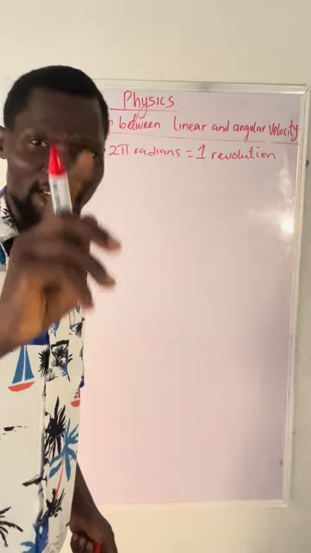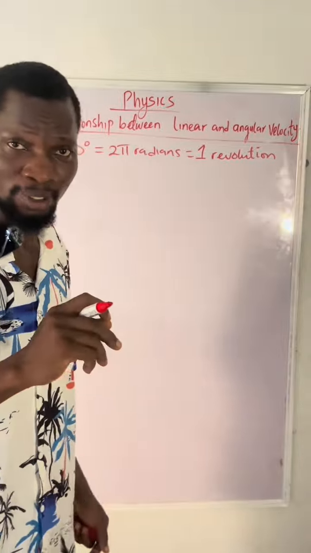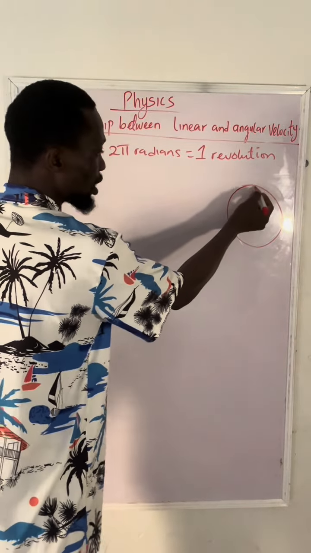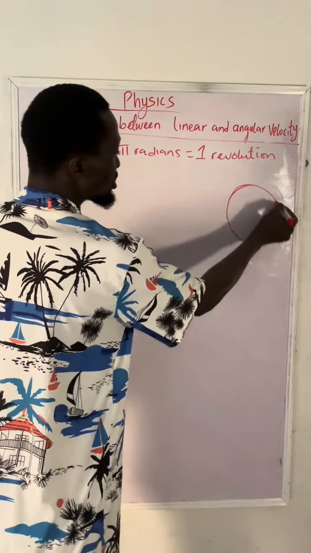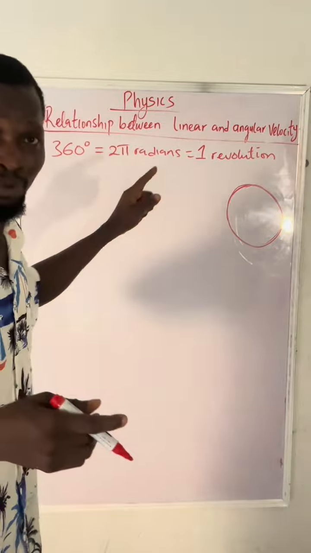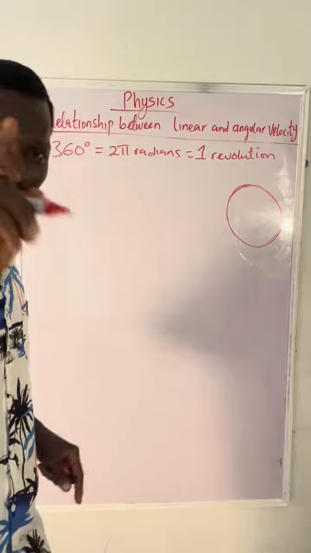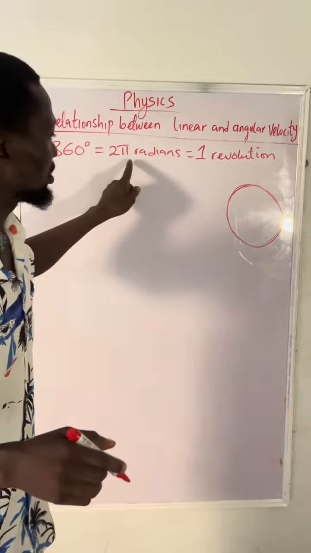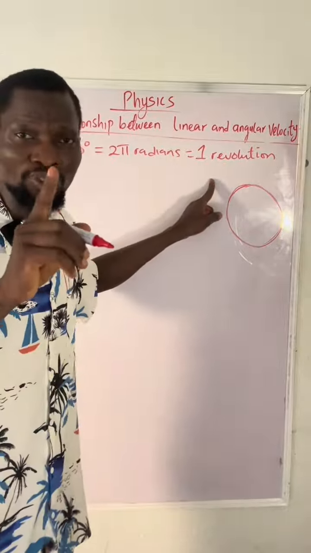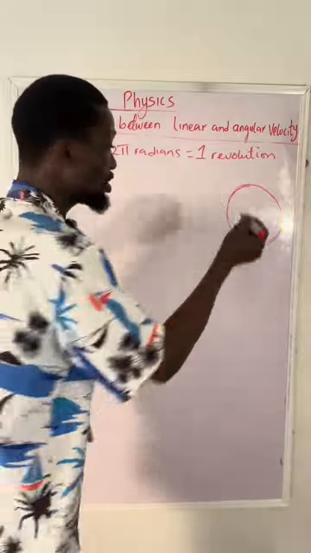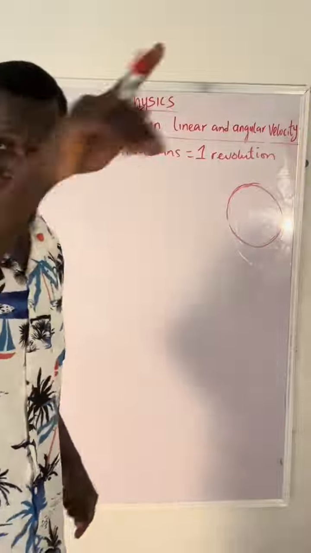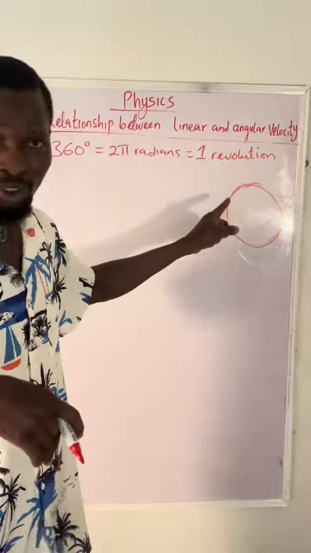I hope you still have an idea of what 360 degrees means. So if you have a circle like this and a body travels around the circle once like this, we say the body has moved 360 degrees, right? So that is 360 degrees. Now this 360 degrees in radians is 2 pi radians. In revolutions, it is 1 revolution, and you know that 1 revolution is when a body moves around a circle once like this. That is 1 cycle. You understand? So that is 1 revolution.